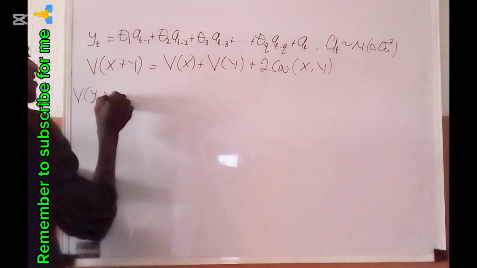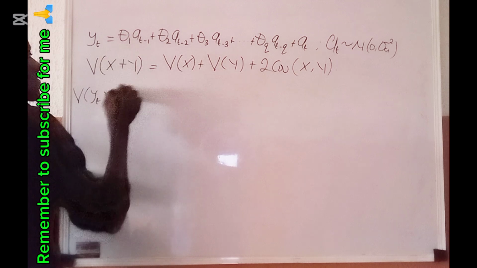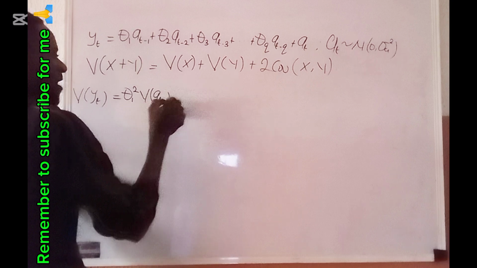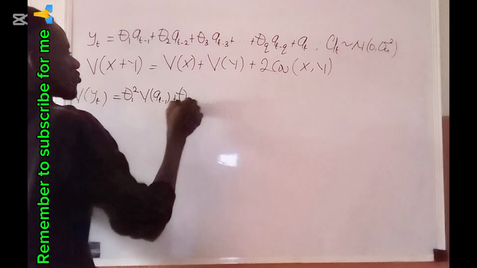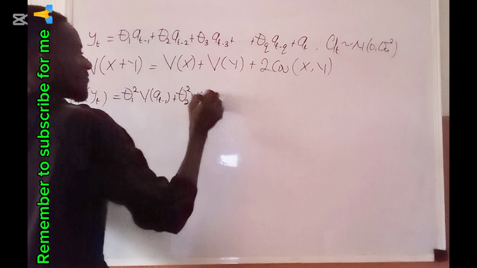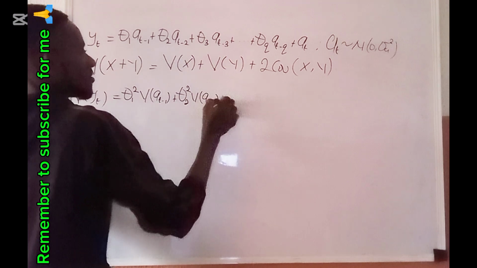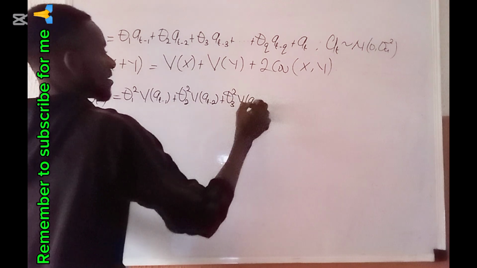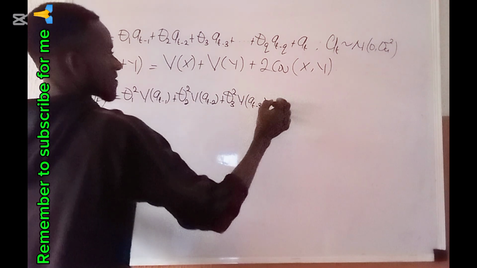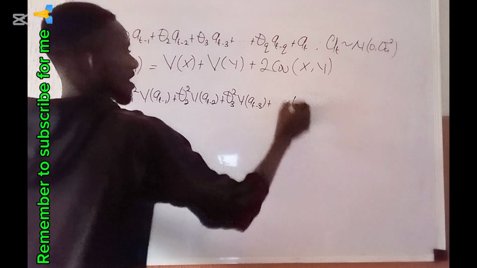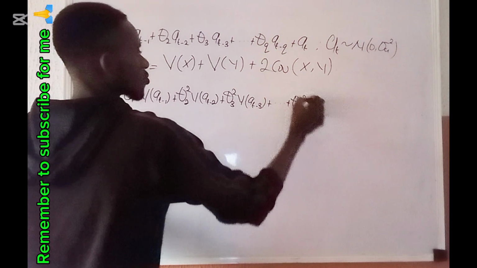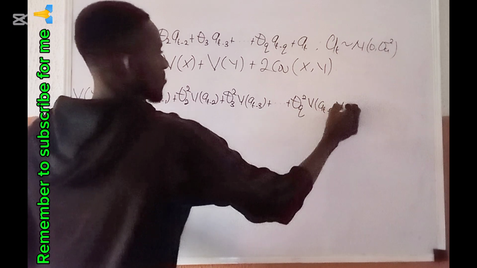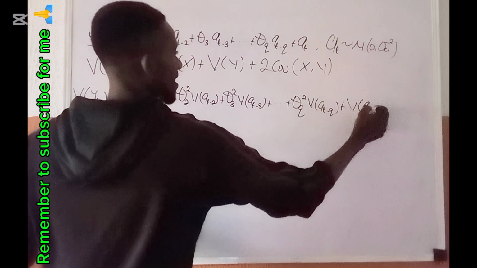So it is now going to be this equals: here becomes theta 1 all squared variance of A of t minus 1, plus theta 2 all squared variance of A of t minus 2, plus theta 3 all squared variance of A of t minus 3, plus dot dot dot, plus theta q all squared variance of A of t minus q, plus the variance of A of t.